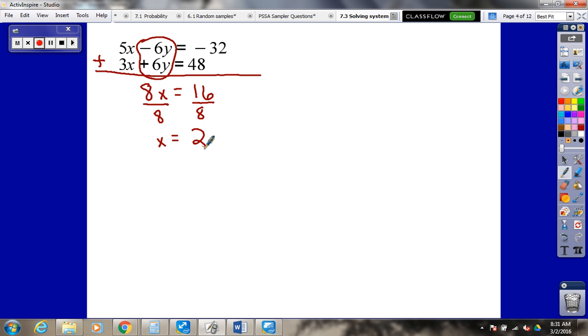Good. Courtney, how do I find y? Good. Which equation do you want to use? Bottom? Okay, so we're going to use the bottom equation. I'll just rewrite it down here. Equals 48. So we have 3 times 2 plus 6y equals 48. 3 times 2 is 6.